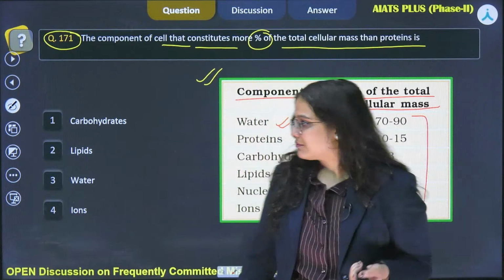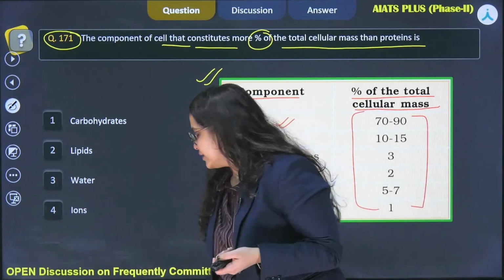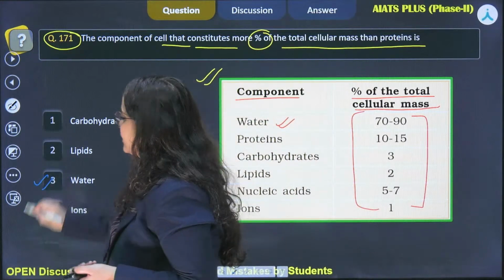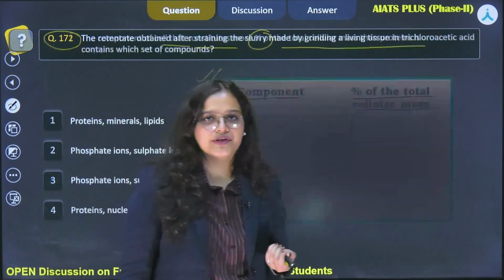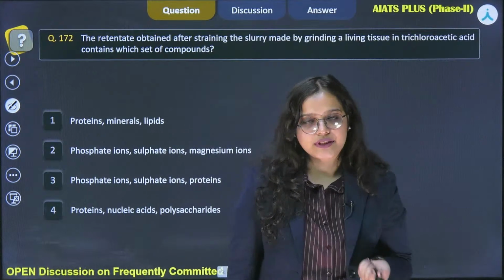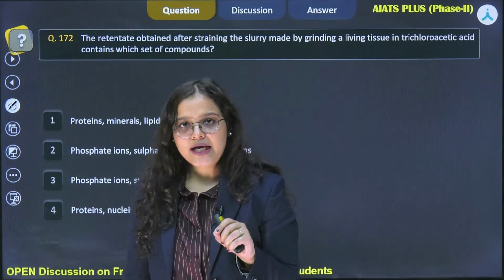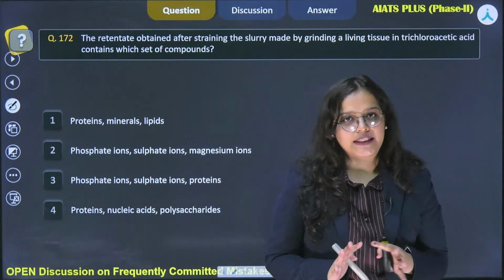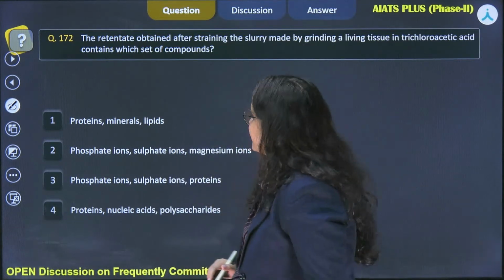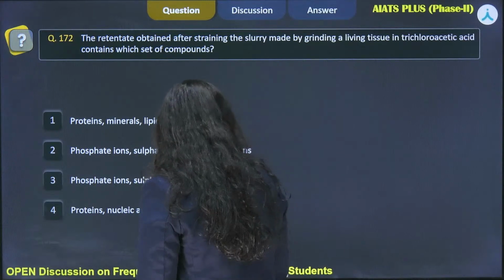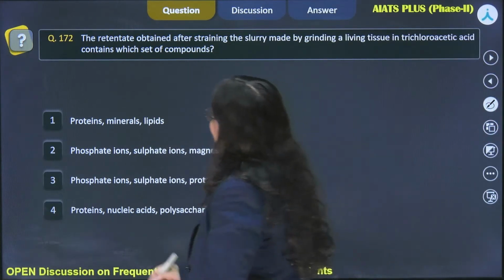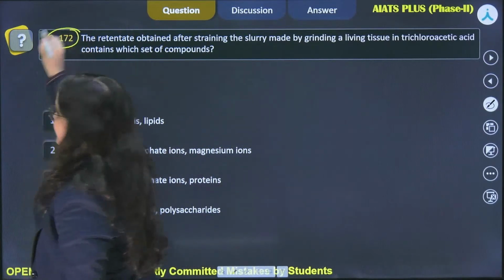All right. So, in the options given, we can see the third option states water, and therefore, the right answer will be option third. So, although it is a simple question, students can make mistakes only based on the fact that they did not focus on the table which is given in the NCERT. All right. Now, we move on to our next question, and it is again from the chapter biomolecules.